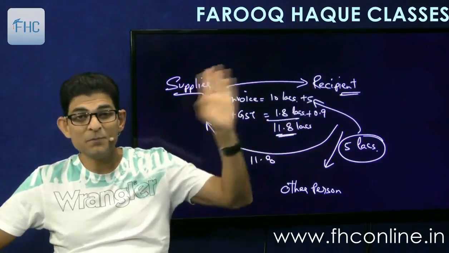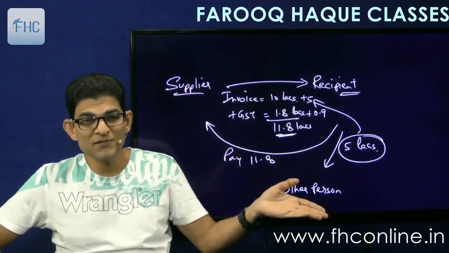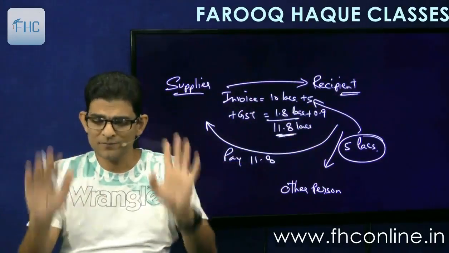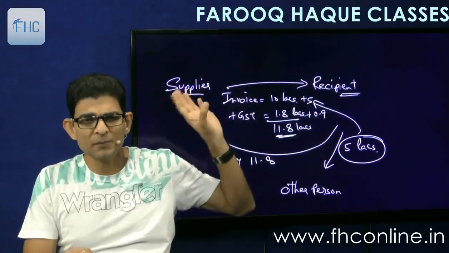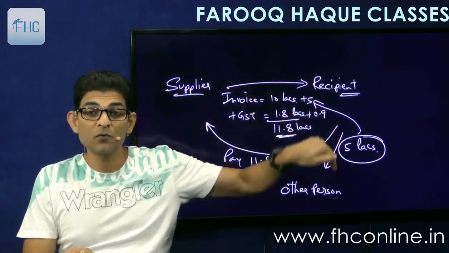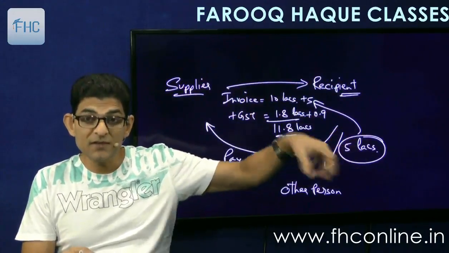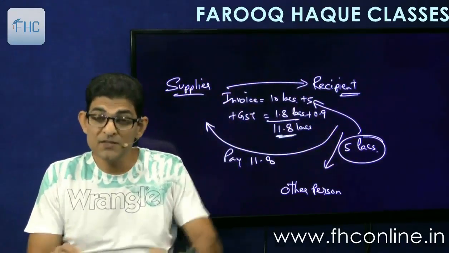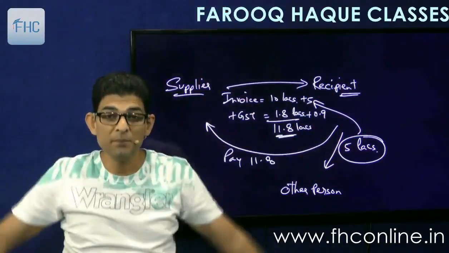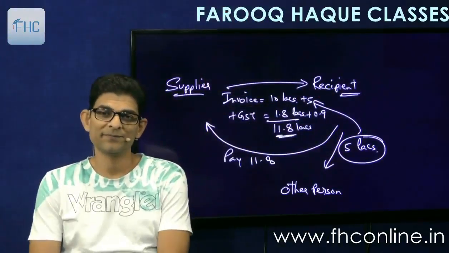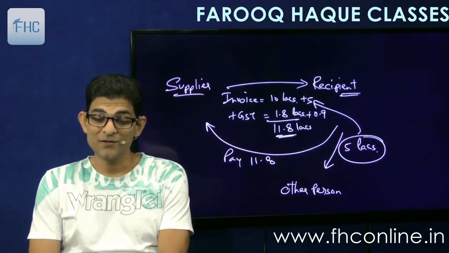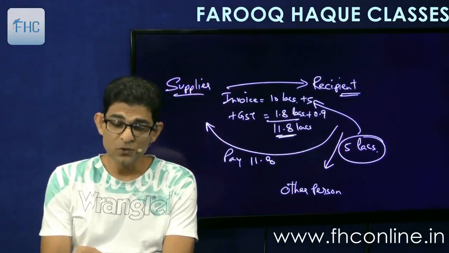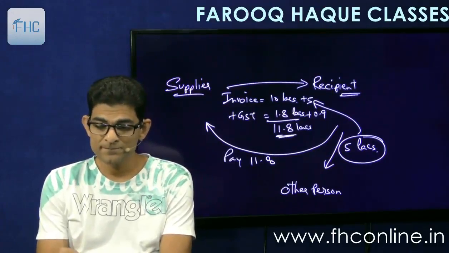So why should the recipient pay to the supplier? Because he has already paid to the other person. So therefore the government has said that okay, you don't have to pay this amount to the supplier, because this is the amount which you have already paid to the other person, and because of that it is added to value. Then this amount is not to be paid to the supplier, means it is deemed to have been paid to the supplier, means no reversal of credit. Simple.